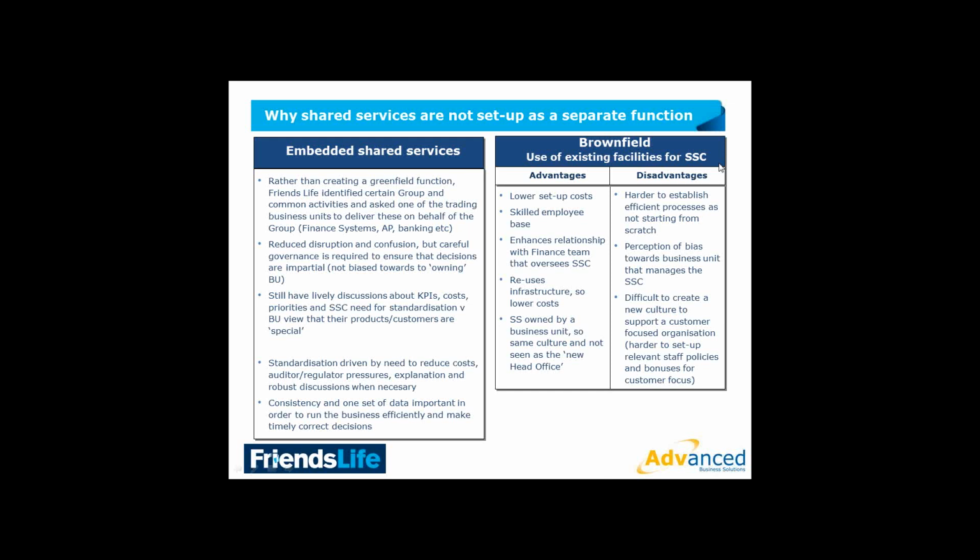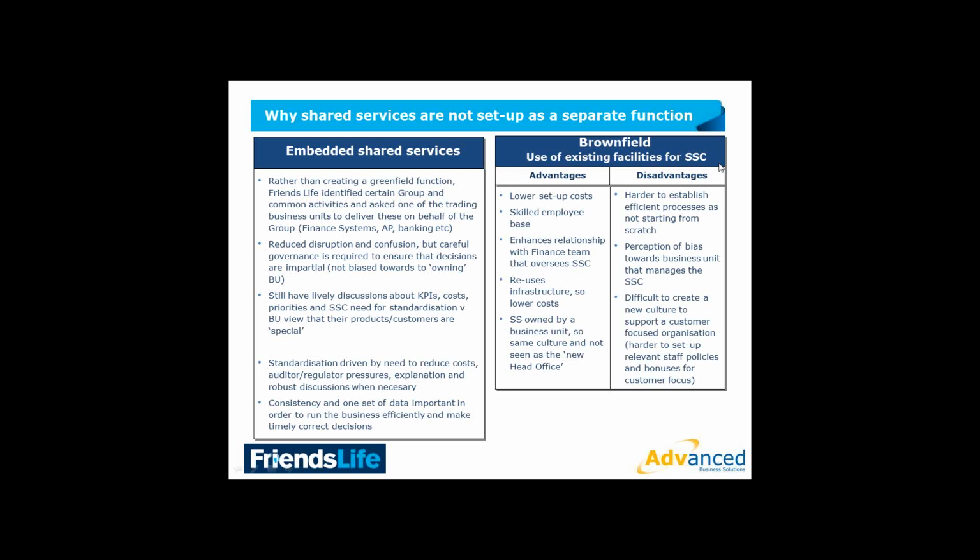I've called that embedded, because what we didn't do was set up a different function with branding, a separate building, but what we chose to do was centralize on the best system from the different root companies. So that helped us because there was less disruption, but it did mean we had a lot of internal governance arrangements to look at. The shared services are actually owned by one of the main trading business units. So they have to demonstrate that they're not giving bias and favoritism to themselves in the way they deal with other areas of the business.